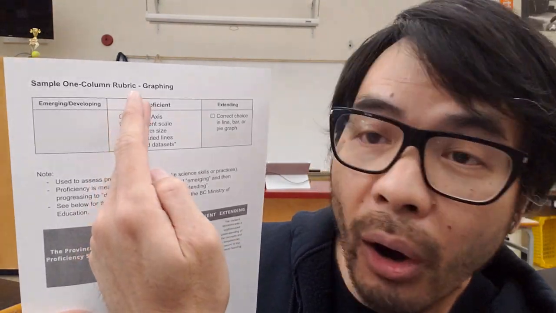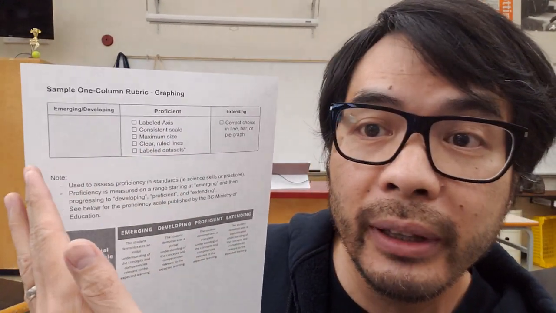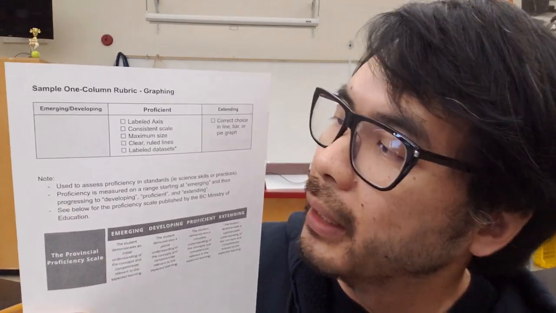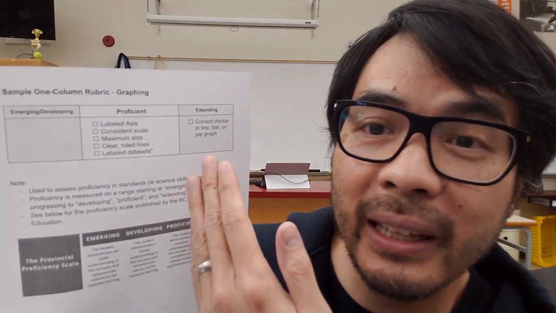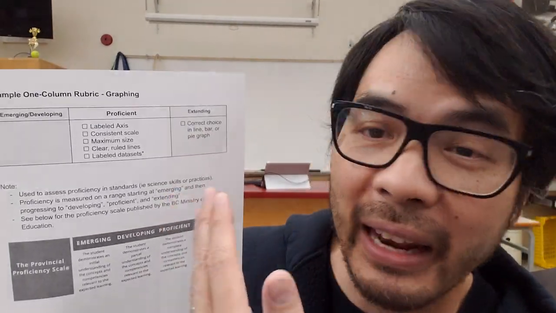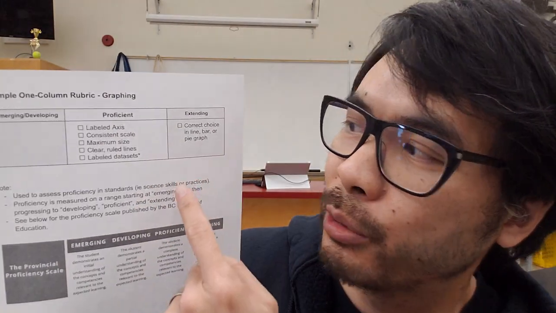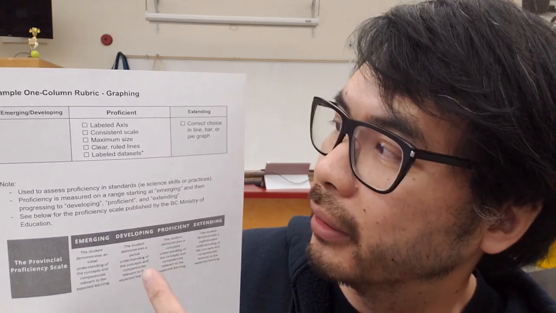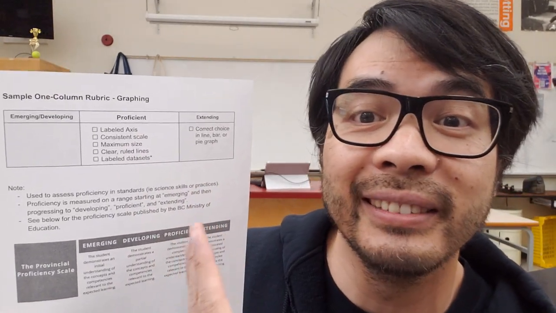Now, students who met all this criteria were proficient in graphing. Anyone who fell short of that would be emerging or developing, with emerging being the lowest level. And anyone exceeding that would be extending. And how would you get there? Well, this would require students to correctly choose the appropriate type of graph to use, either a line graph or a bar graph or a pie graph that represents the data.